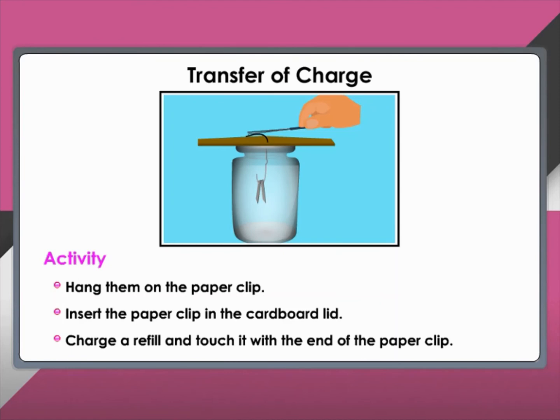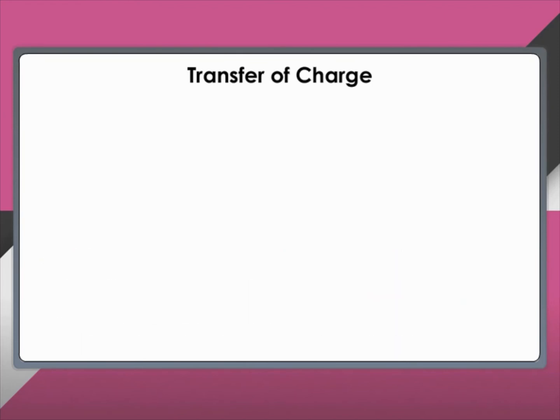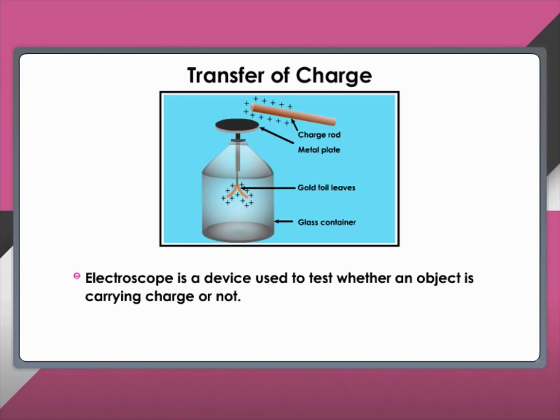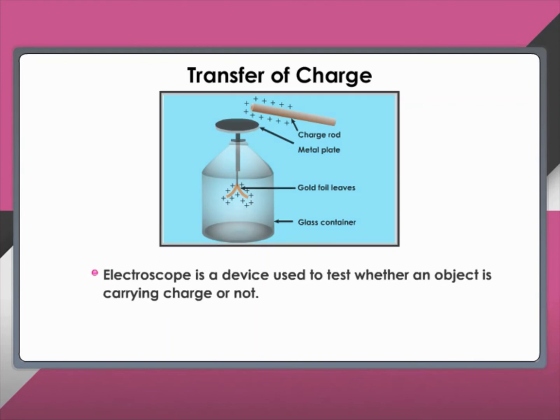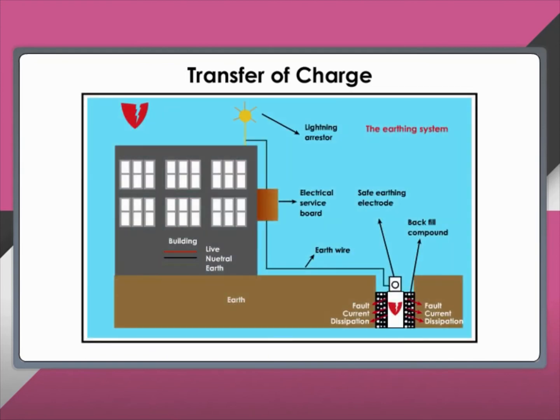The strips carrying similar charges repel each other and they become wide open. Such a device can be used to test whether an object is carrying charge or not. This device is known as electroscope. Thus, we find that electric charge can be transferred from a charged object to another through a metal conductor. The process of transferring of charge from a charged object to the earth is called earthing.